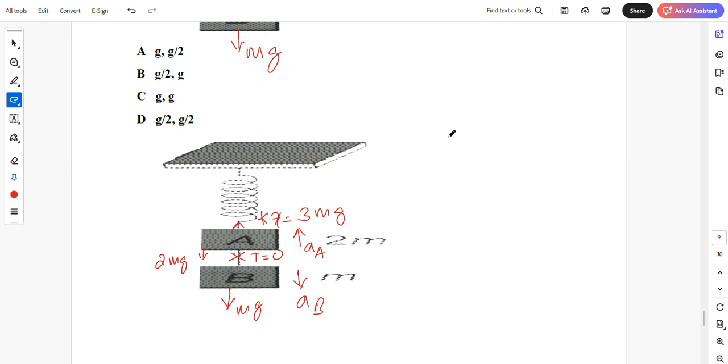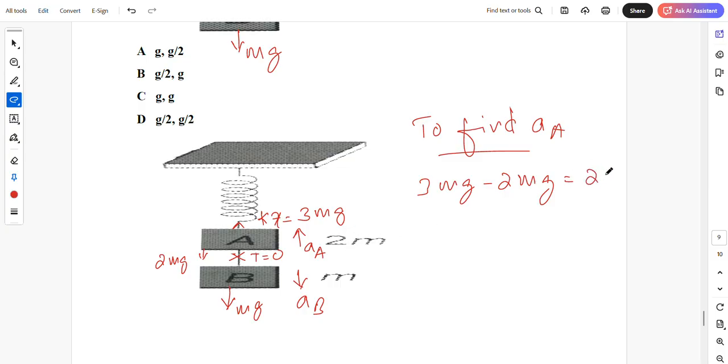Now let us find AA, the acceleration of block A. Observe this block A. Apply Newton's laws of motion. The driving force is 3mg minus the opposing force 2mg is equal to mass into acceleration. Mass is 2m, acceleration is AA. 3mg minus 2mg is mg, equal to 2m AA. Understood? m gets cancelled. AA is equal to g by 2, that is upwards.